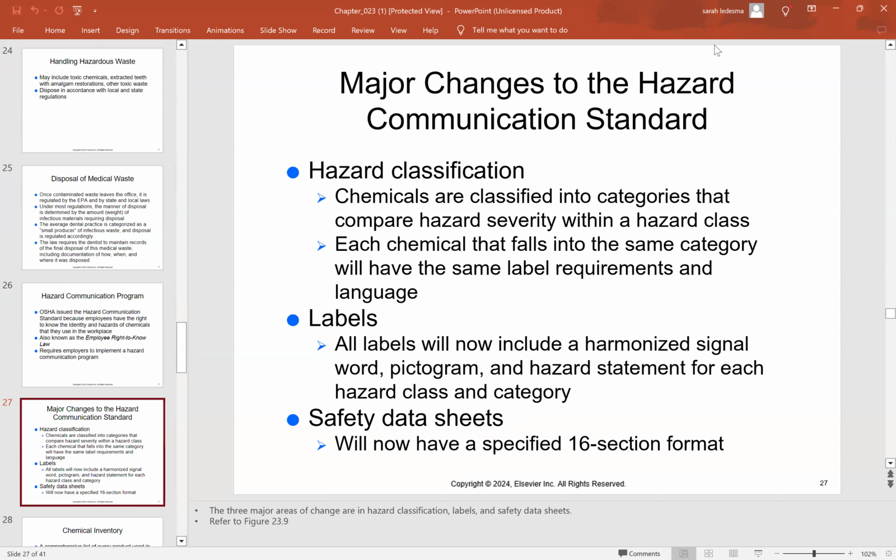Major changes to the hazard communication standard include hazard classification. So chemicals are classified into categories that compare hazard severity within a hazard class. Each chemical that falls into the same category has the same label requirements and language. All labels will include a harmonized signal word, pictogram, and hazard statement for each class and category. And then our safety data sheets now have a specified 16 section format.